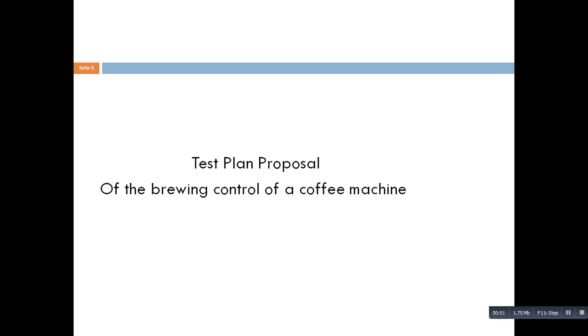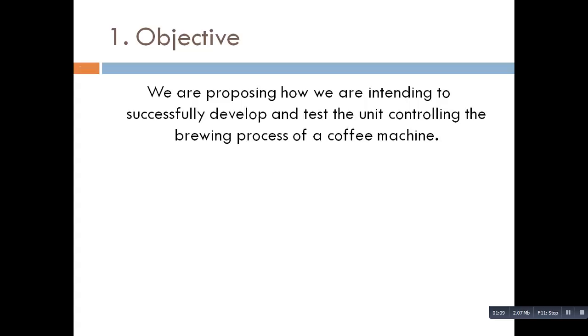So you have been requested to develop a brewing control of the coffee machines. This is the heart of the coffee machines, so everything, every process, is done there. Step by step you are going to discover it. As I have already said, the objective of this entire series will be to successfully develop and test a control unit, the brewing control of coffee machines.